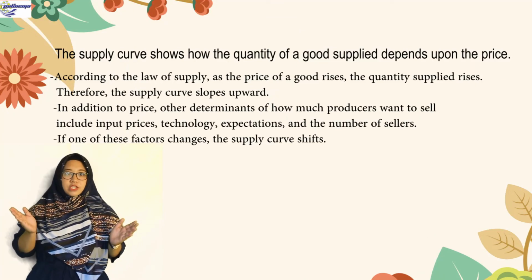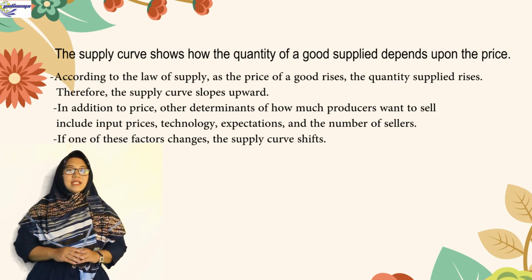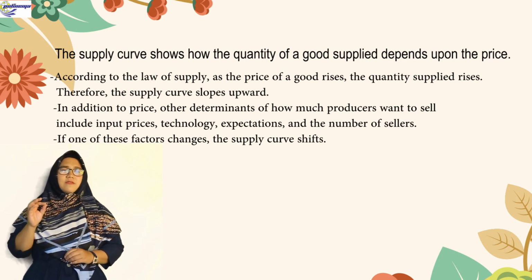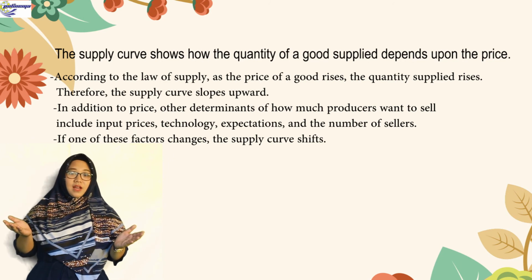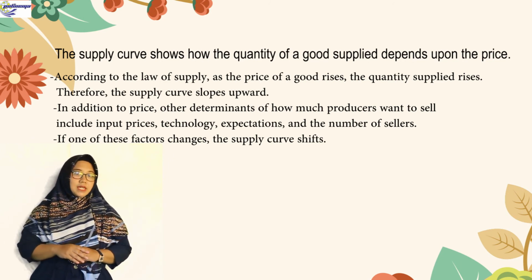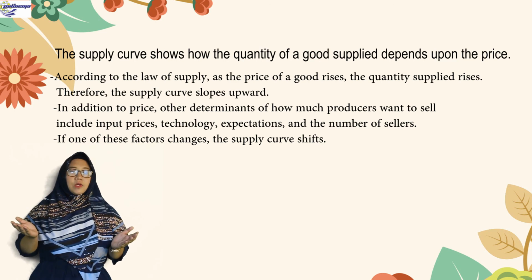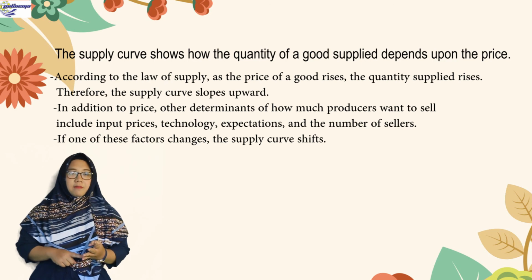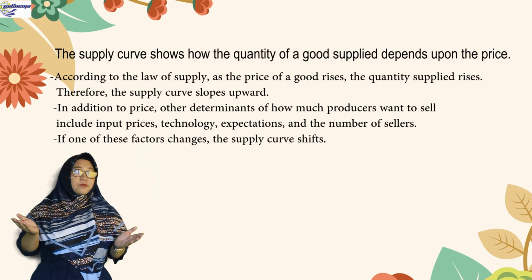How about the conclusions of the demand here? The demand curve shows how the quantity of a good demanded depends upon the price. According to the law of demand, as the price of a good falls, the quantity demanded rises. Therefore, the demand curve slopes downward. In addition to price, other determinants of how much consumers want to buy include income, taste, expectations, and the number of buyers. And the last, if one of these factors changes, the demand curve will shift.